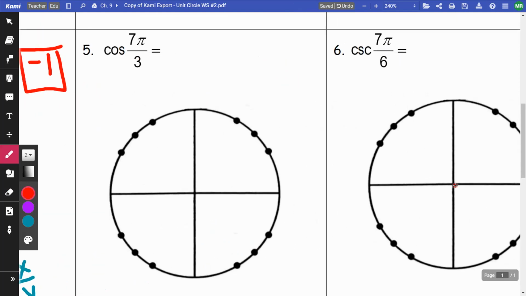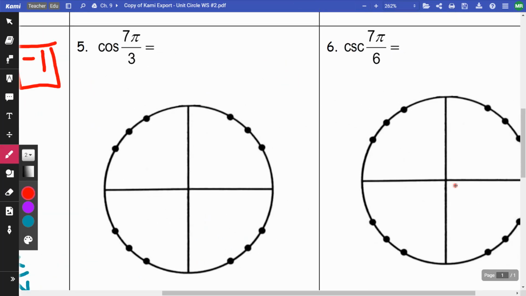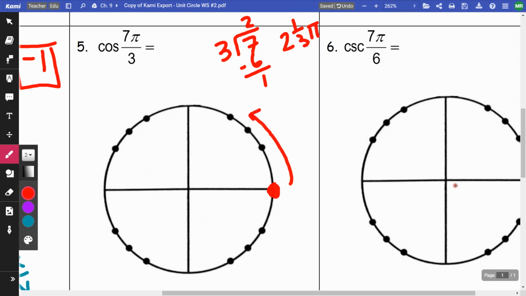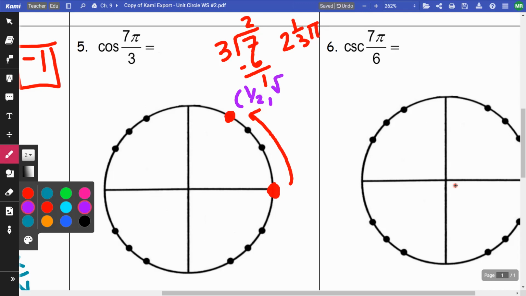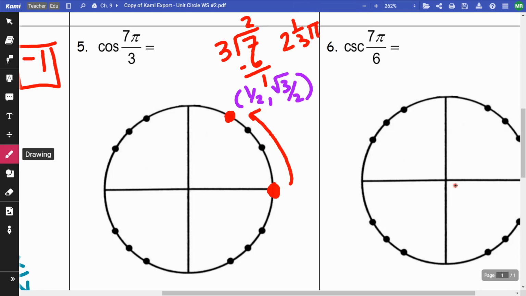For cosine of 7 pi 3rds, now that's going to go around more than once. 3 goes into 7 twice, which is 6, with 1 left over. So I'm really going to go 2 1/3 pi. All of my even pies end up here at the 0. And then I need to go 1/3 beyond that, which means I'm here. The coordinates of that point are going to be short, which is 1/2, comma, long, which is root 3/2. And I want the cosine, which is my x. So my answer is 1/2.